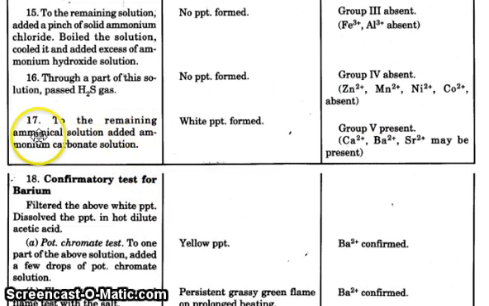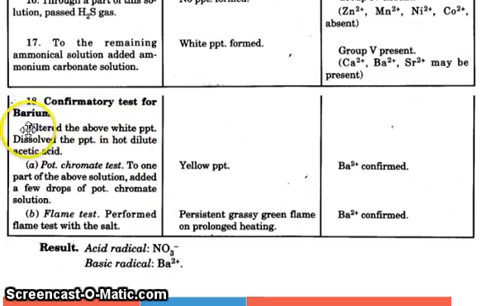Then to the remaining ammoniacal solution, added ammonium carbonate solution, white precipitate formed, group 5 present. Barium may be present. Now confirmatory test for barium. Filter the above white precipitate, dissolve the precipitate in hot dilute acetic acid. Potassium chromate test: to one part of the above solution added a few drops of potassium chromate solution. If you observe a yellow precipitate, then Ba2+ confirmed.